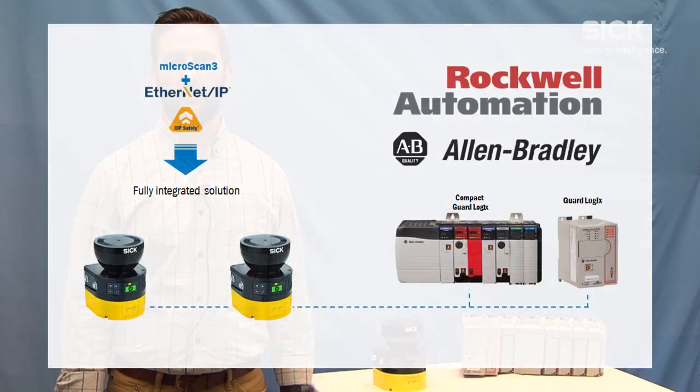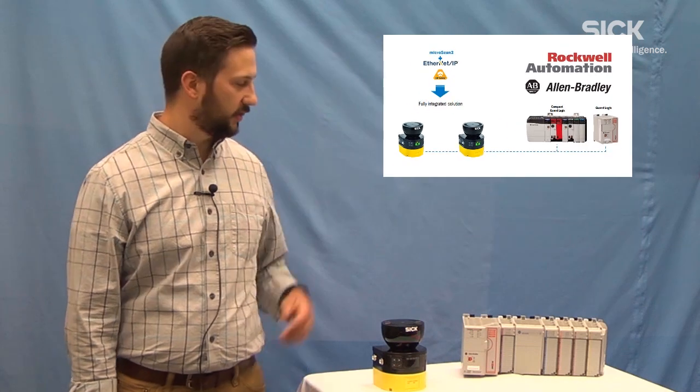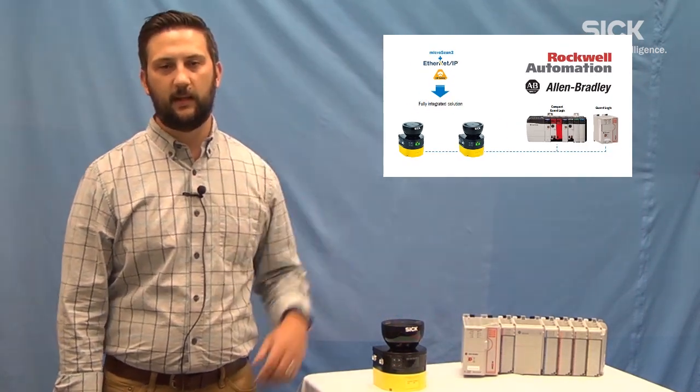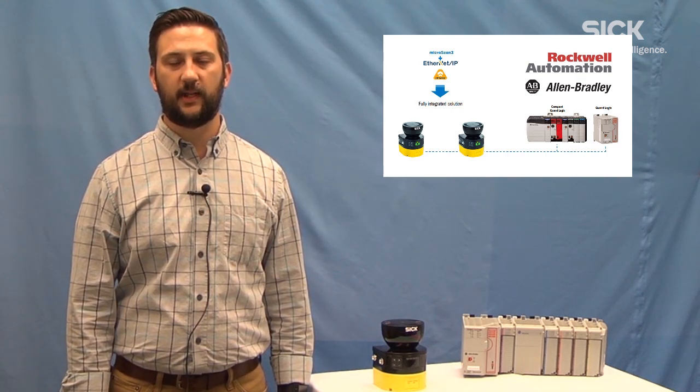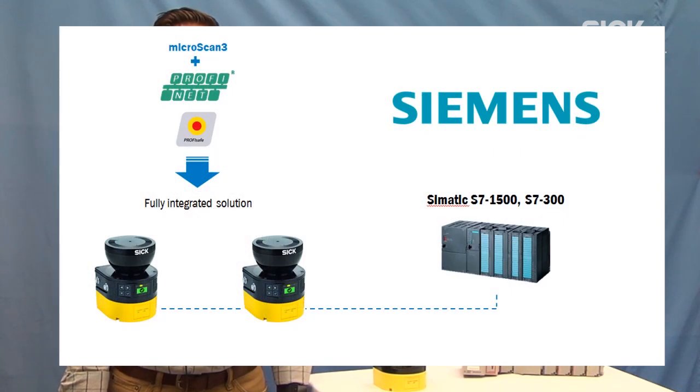Our microScan3 EtherNet IP scanner is able to communicate directly with safety PLCs on an EtherNet IP safe bus system with CIP Safety, such as Allen Bradley GuardLogix and Compact GuardLogix, just like the one that we have here today. This is the first scanner on the market capable of this. The microScan3 PROFINET scanner can communicate directly with safety PLCs on a PROFINET safe bus system with PROFIsafe data communication, such as the Siemens Simatic S7-1500 and S7-300.